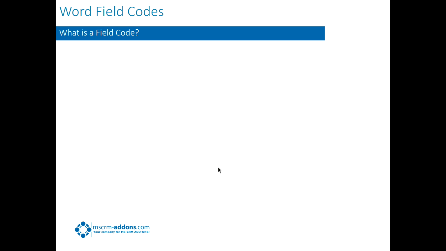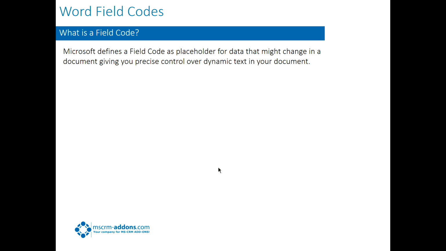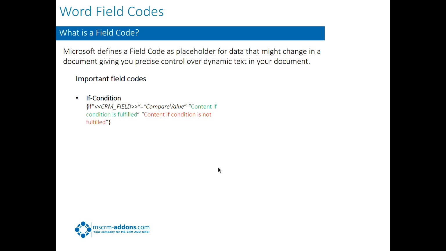So what is a field code? Here's a lovely definition for you from Microsoft. Microsoft defines a field code as a placeholder for data that might change in a document, giving you precise control over dynamic text in your document. Let's look at some important field codes, some good examples first. One of those would be, for example, an IF condition. We'll go into this in more detail once we get to the demo.